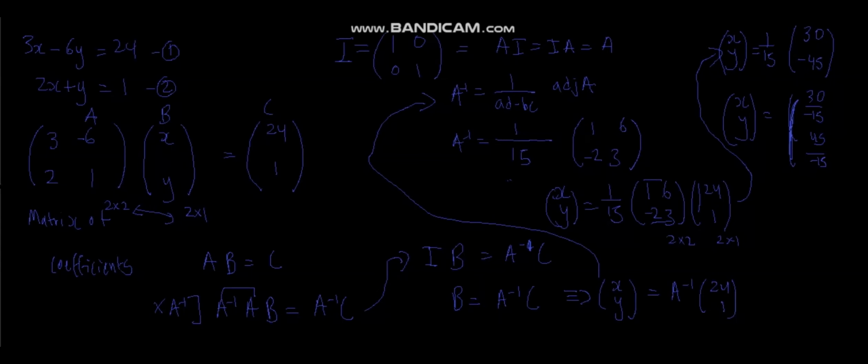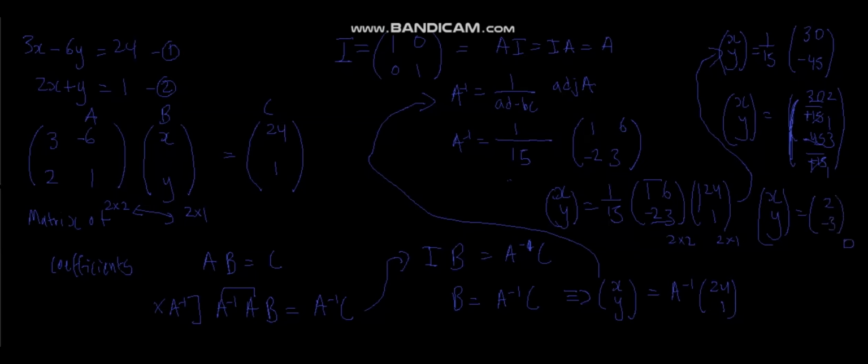Why did I get there? Yeah, so this is positive 15, here where the minus 45 is. Positive 15, so 1, 3, 1, 2. So we get x, y equals 2 and negative 3.